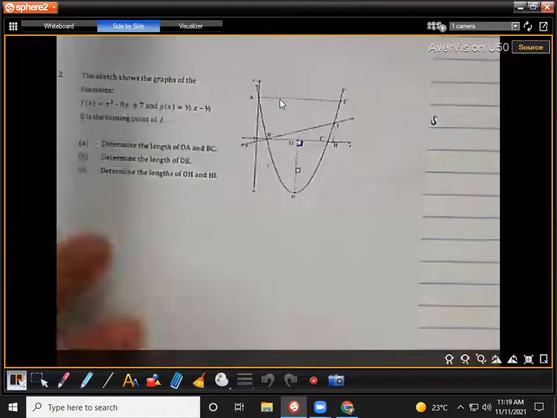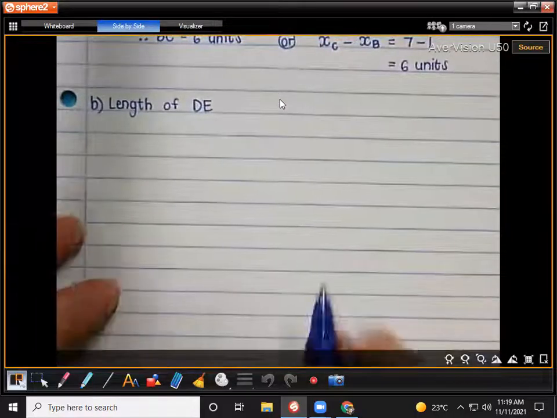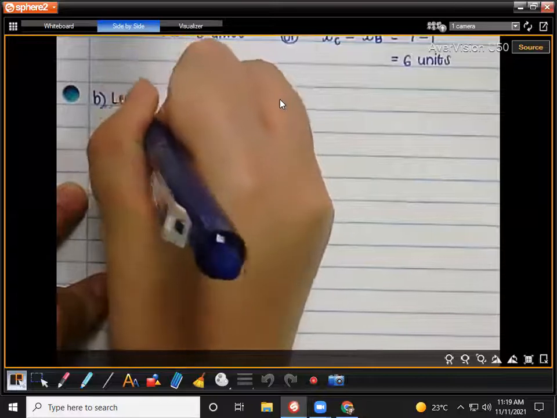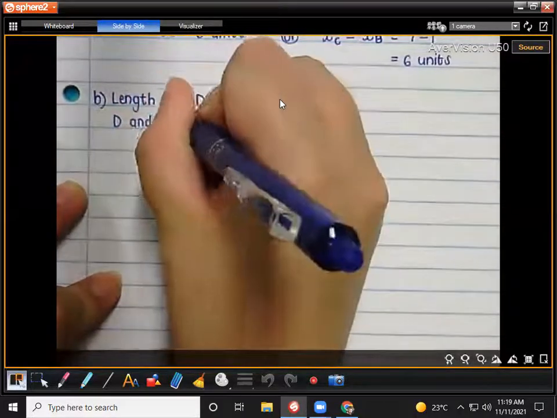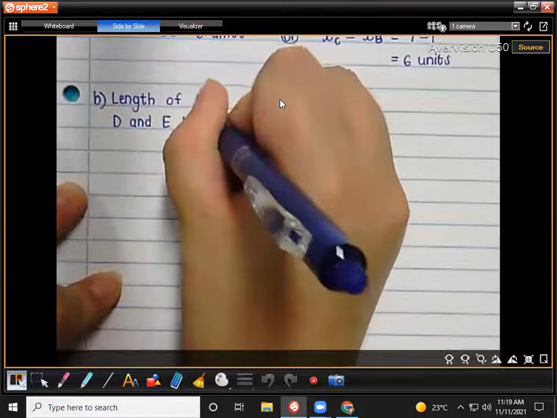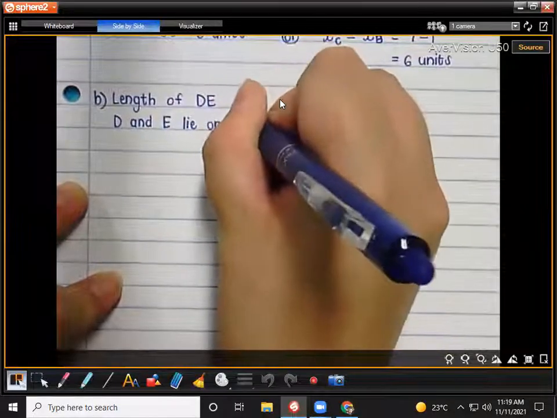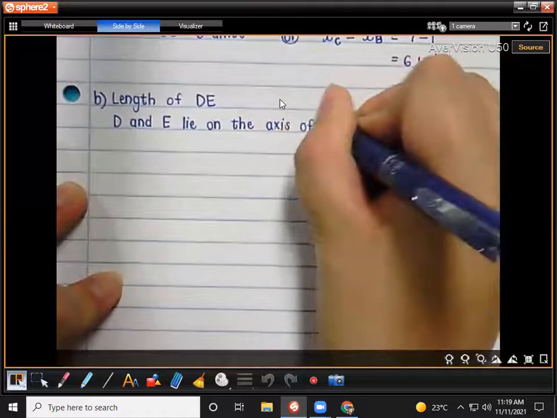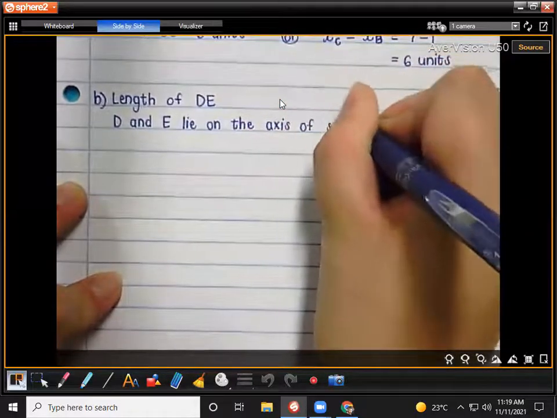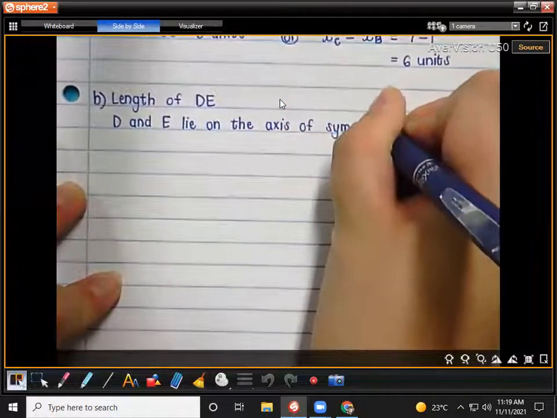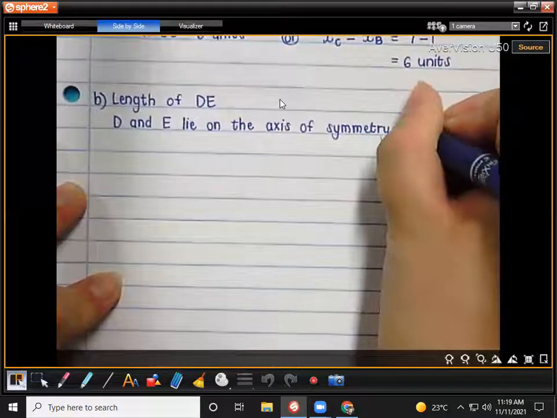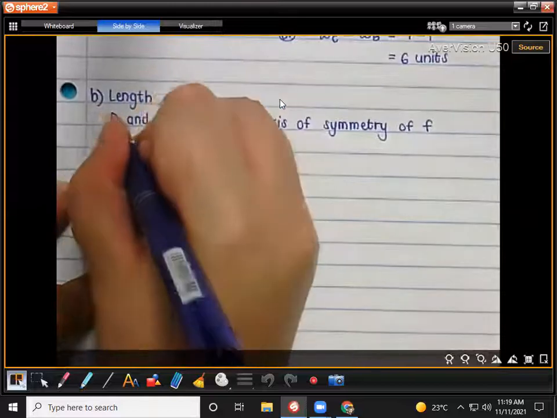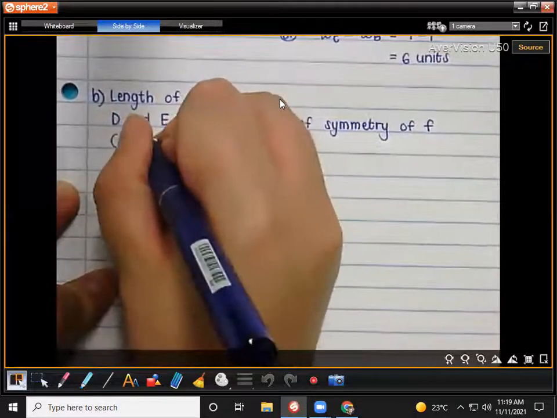Does that make sense? Okay, so let's write that down, guys, so that we have that somewhere at least. D and E lie on the axis of symmetry of F. And then we can just put in brackets, E is the turning point of F.